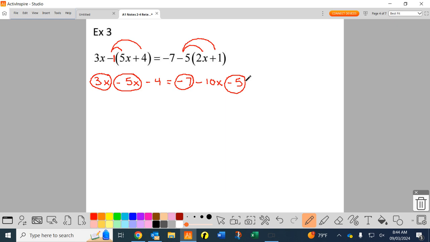Okay, what is 3x minus 5x? Negative 2x. Bring down the minus 4. On the other side, we've got the 7 and the negative 5. Now, guys, you've got to type this in correctly. So grab your calculators. Hit 7, hit the negative button. Then minus 5 equals. It should give you, if you type it in correctly, negative 12. And then bring down the minus 10x.